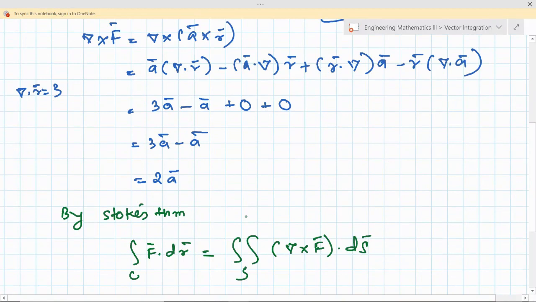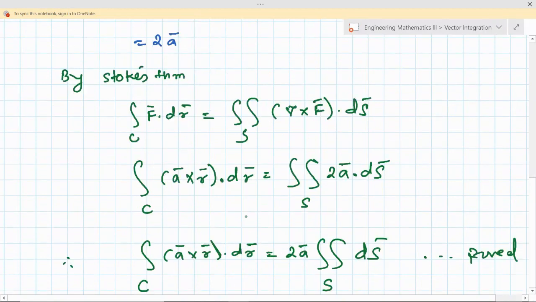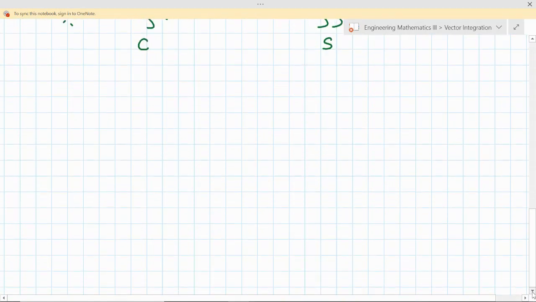So I hope you have understood all these things. Okay, just apply the Stokes theorem to evaluate some integrals. I will give you some homework examples. Just practice them at home, because without practice it is not possible to understand these things.